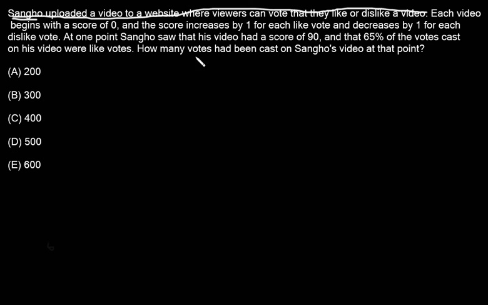So at one point, Sangho saw that his video had a score of 90. Well, your score is basically just how many more likes than dislikes it has, because the score increases by 1 for each like and decreases by 1 for each dislike vote. So it's telling us that it has 90 more likes than dislikes. So the likes minus dislikes equals 90, because there's more likes than dislikes. Their difference is going to be 90.